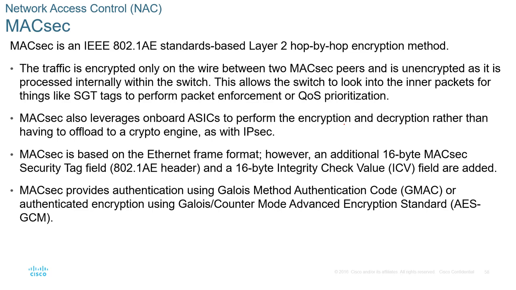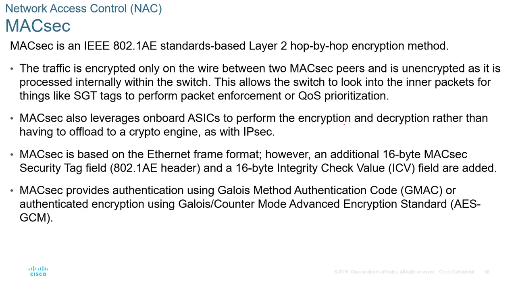MACsec also leverages onboard ASIC controllers to perform the encryption and decryption, rather than having to offload to a crypto-based engine, such as IPsec does. MACsec is based on the Ethernet frame format, but there is also an additional 16-byte MACsec security tag in the header. So the 802.1AE header is slightly different than a traditional 802.3 header. The header also allows for a 16-byte integrity check value, ICV, that was also added. So MACsec provides authentication using a new method, the Galois Message Authentication Code, or through the standard Galois/Counter Mode Advanced Encryption Standard, AES-GCM.